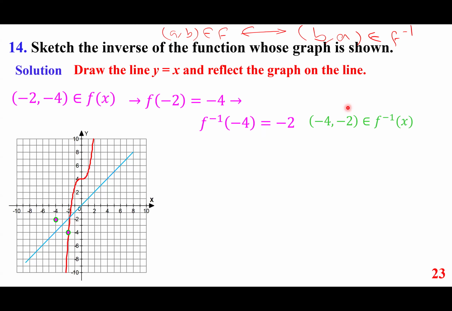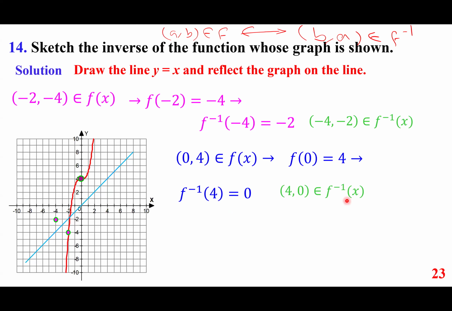So (-4, -2) is this point. You plot that pair. Here's another easy one: obviously (0, 4). If (0, 4) is on f of x, then (4, 0) must be on f inverse. To write that, we can write: this means f of 0 is 4, and therefore f inverse of 4 must be 0. And then (4, 0) belongs to f inverse of x. As I mentioned, you can just go directly to that.